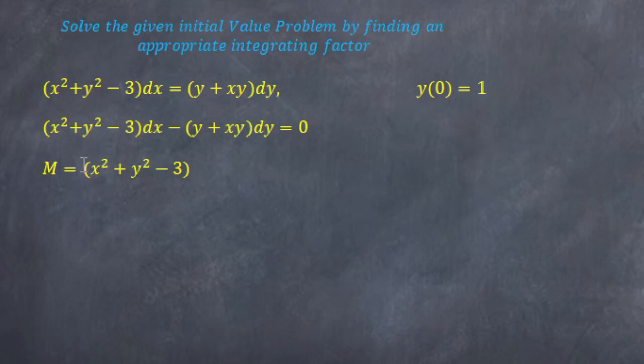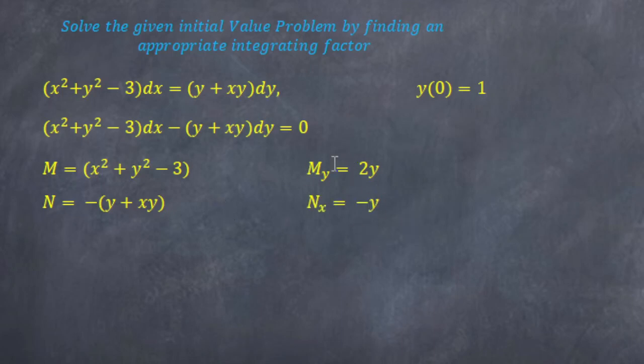The derivative of x squared minus 3 is just 0 since this is constant when we're differentiating with respect to y. And the derivative of y squared is 2y. That's why our My is equal to 2y. Now our N is negative quantity y plus xy, or negative y minus xy. So in taking the partial derivative of N with respect to x, we'll treat y here as constant and x as the variable. The derivative of y here is just 0, and the derivative of negative xy with respect to x gives our Nx as negative y.